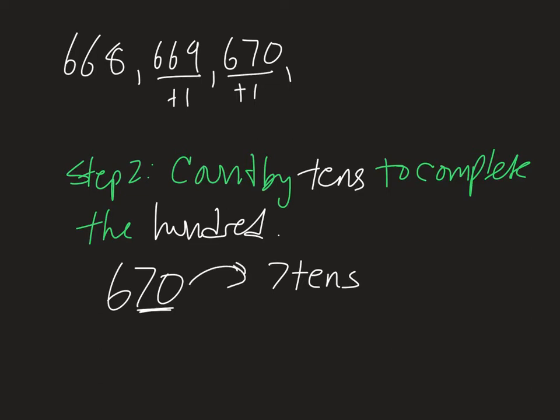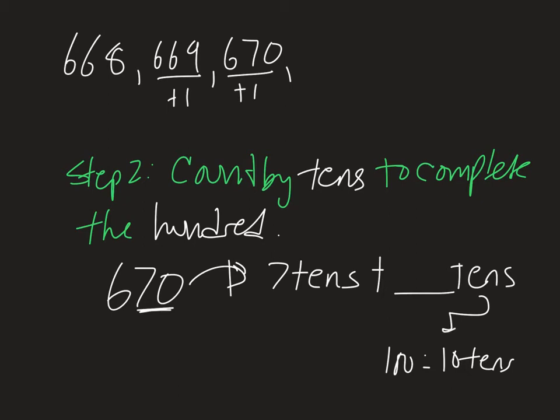And we know that 100 is 10 tens. So what do we add to 7 tens? How many tens do we add to get to 10 tens? That's right, 3. We add 3 tens. So we're going to count up here by tens 3 times. So plus 10, plus 10, plus 10.